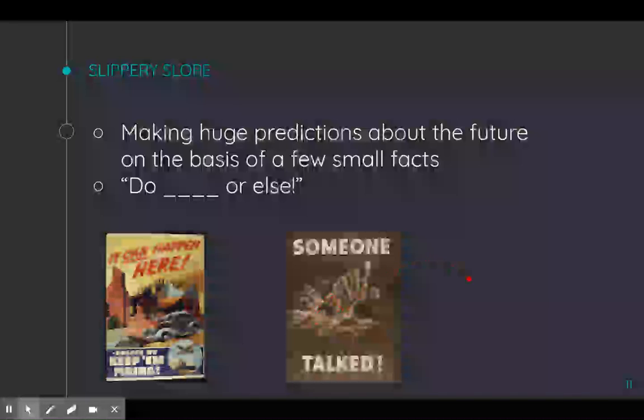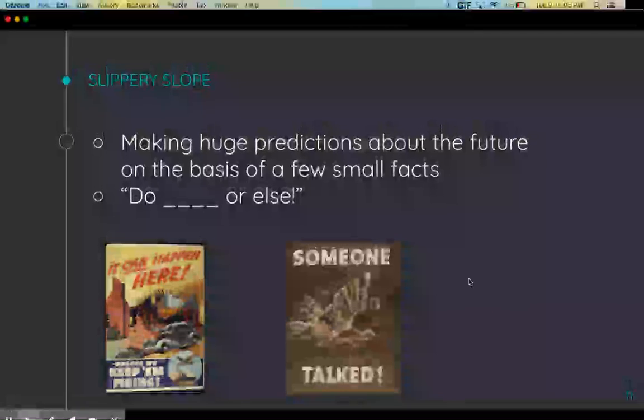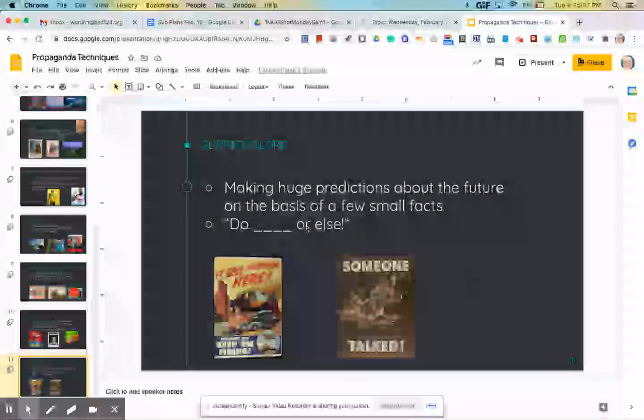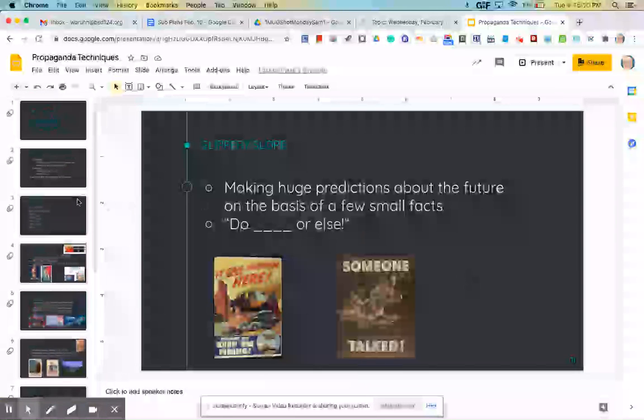So it plays into fear again, but it's more based on making predictions and saying, if you do or don't do whatever this one thing is, then here are these terrible things that will happen as a result. And so that is slippery slope. Those are just a few of the propaganda techniques that we are going to look at, and you will need to pick at least one of them for your project.